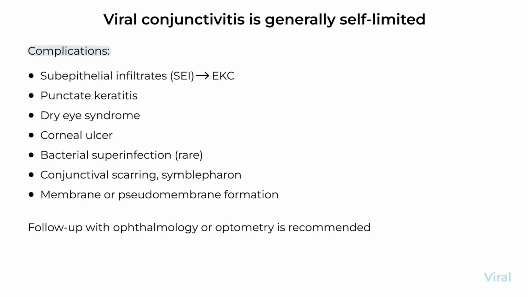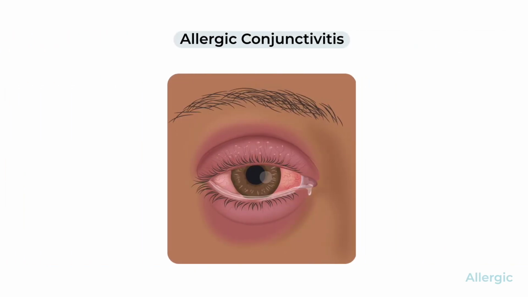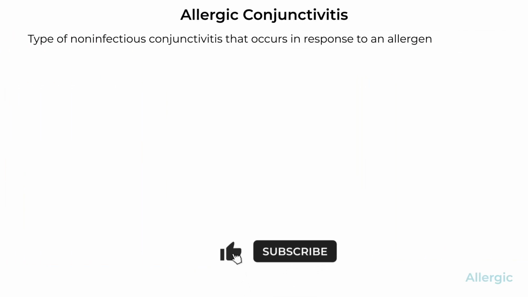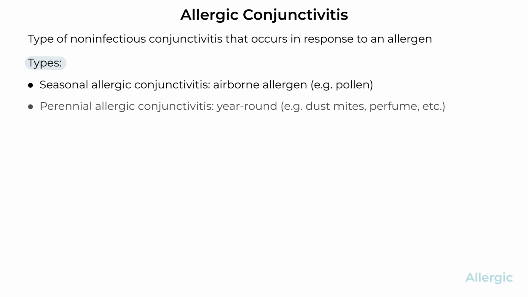Although viral conjunctivitis is generally self-limited, there can be complications as listed on the screen, so it's important to have a patient follow up with an eye doctor. Let's move on to allergic conjunctivitis. So this is a type of non-infectious conjunctivitis that occurs in response to an allergen. It can be seasonal, like in response to an airborne allergen like pollen, or year-round, like dust mites or perfume.